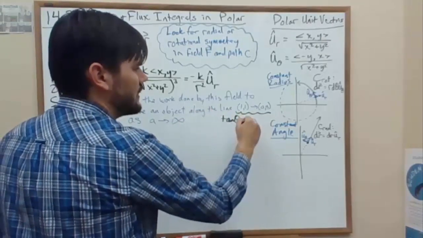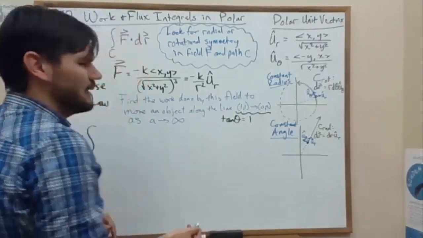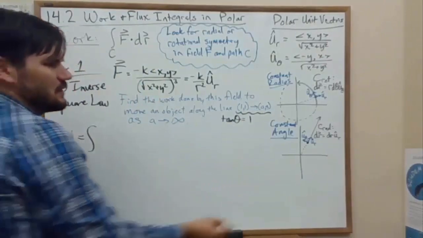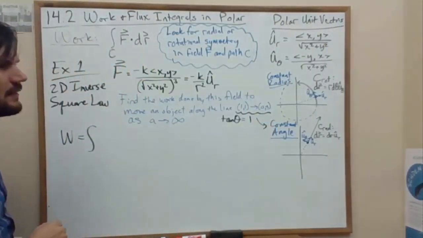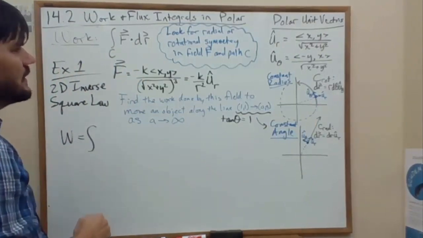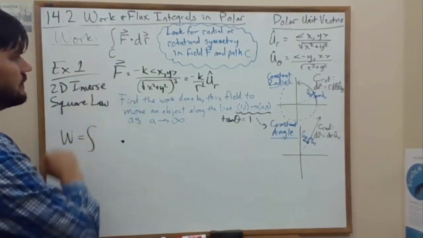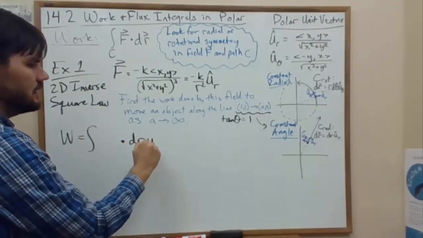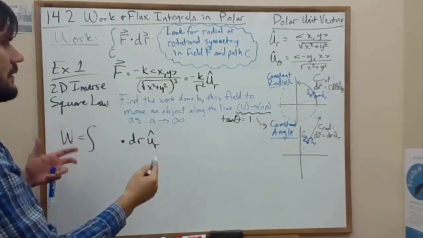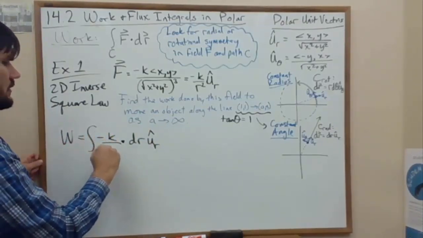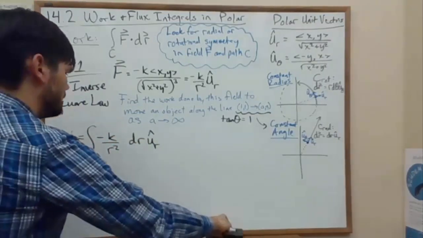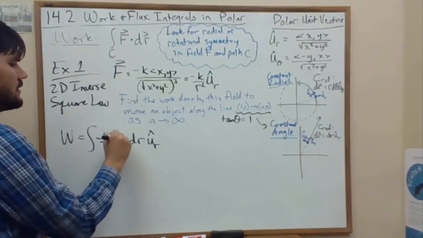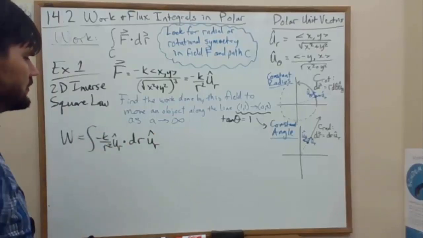If you want to think of tangent theta equals 1, that's an easy way to think of it. It's a constant angle of pi over 4, but let's not worry too much about that. So we have our constant angle path, which means that we're going to dot our field with dr in the radial direction. Now the field we have to work with is minus k over r squared in the radial direction, and we're dotting it with dr in the radial direction.